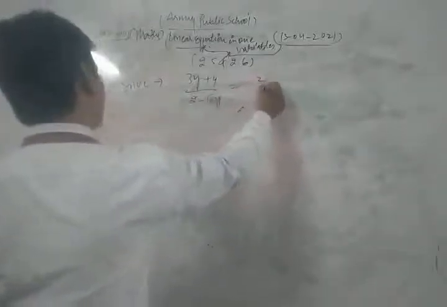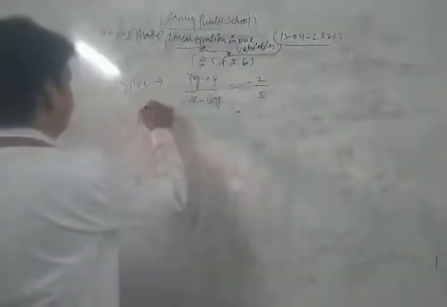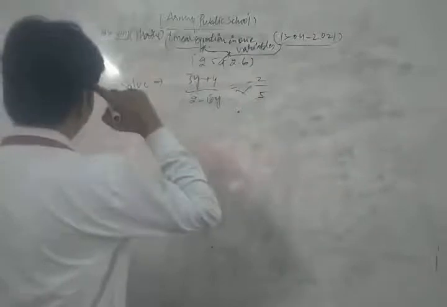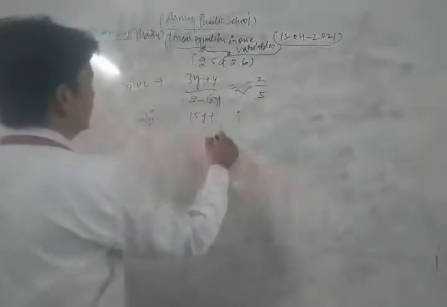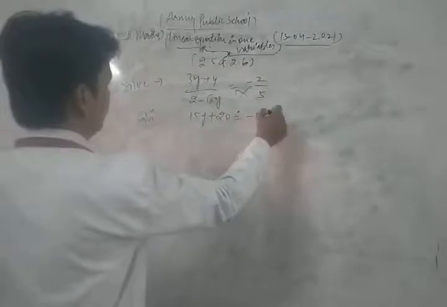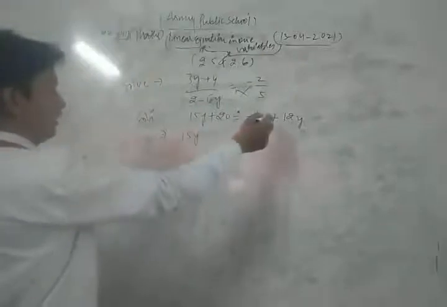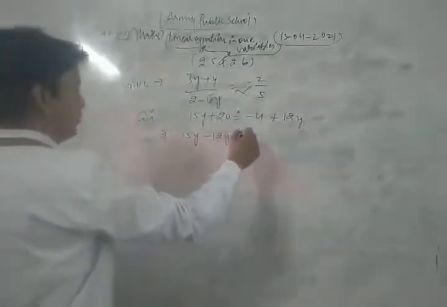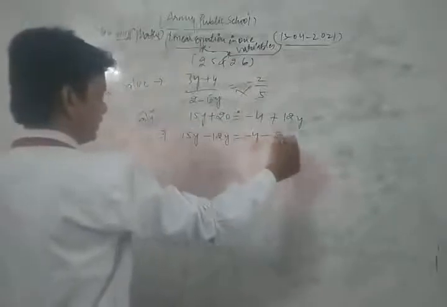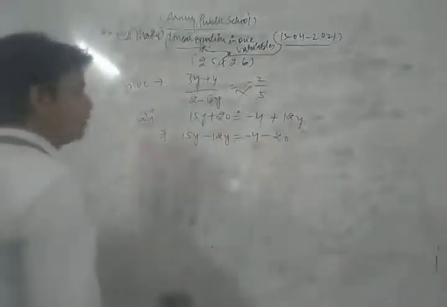Solve your question, which is (3y plus 4) upon (2 minus 6y) is equal to minus 2 upon 5. We are just solving that equation. Okay, now we solve it, we do the cross multiplication. So we get what? 5 3s are 15y plus 5 4s are 20 is equal to minus 4 minus 2 6s are 12y. Now we write 15y, transfer that, minus 12y is equal to minus 4 minus 20, transfer that side.